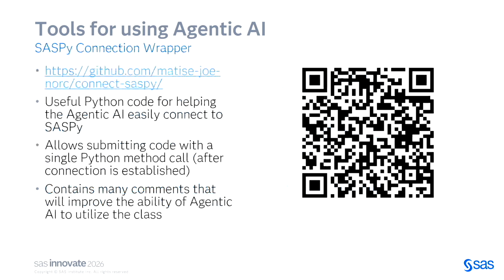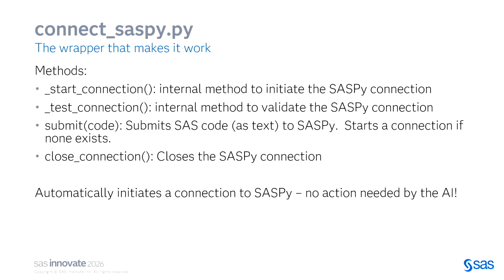Once you've configured that, I wrote a little wrapper to help you connect to SASPy. It has the incredibly creative name of Connect SASPy. It is a little Python wrapper. It takes away most of SASPy. It basically just lets the Agentic AI connect and submit code, and that's it. That's helpful for the Agentic AI because then it doesn't do something stupid. And it also contains a lot of documentation, so that the Agentic AI knows what to do.